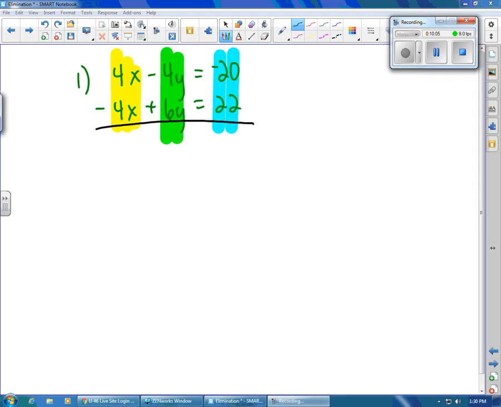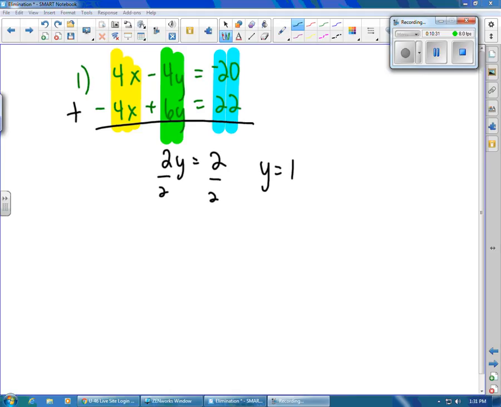As you can see, we've got our terms all lined up. You didn't have to rearrange anything. And hopefully you're noticing that 4x and negative 4x are opposites. So at this point, you can just add your two equations together. So go ahead and pause the video and make sure that you're doing this work on your own.